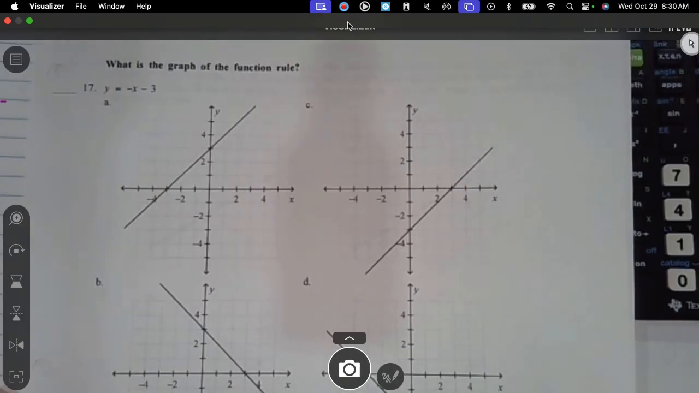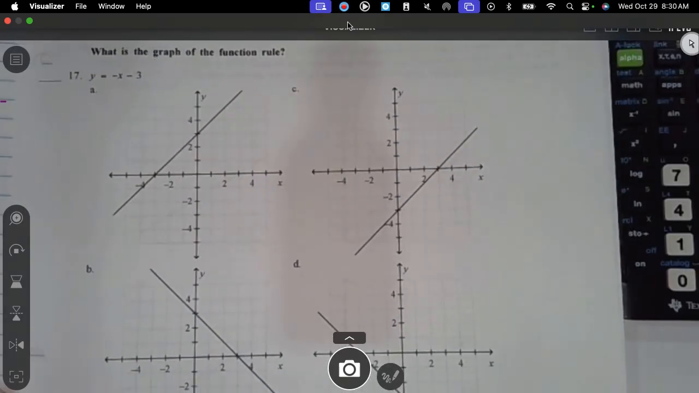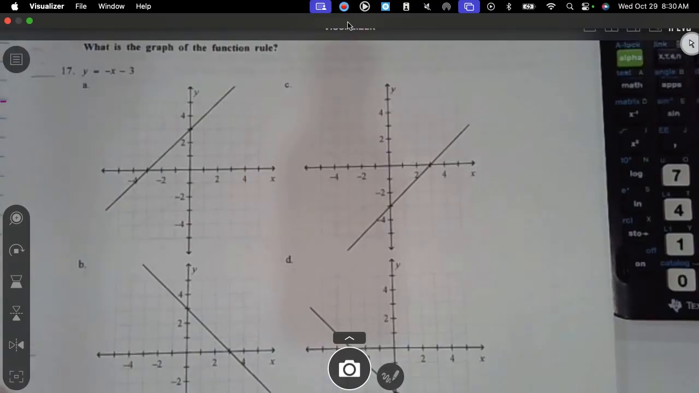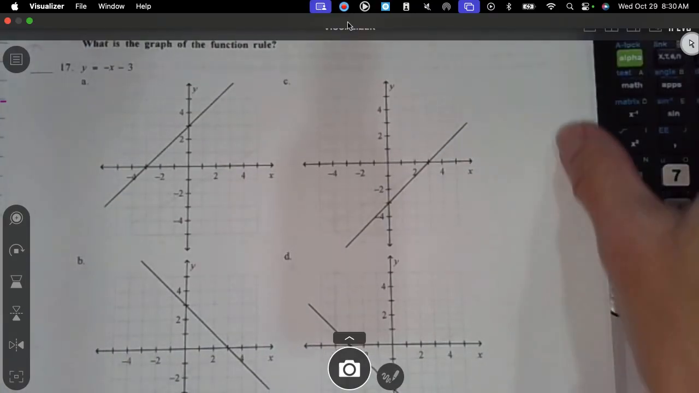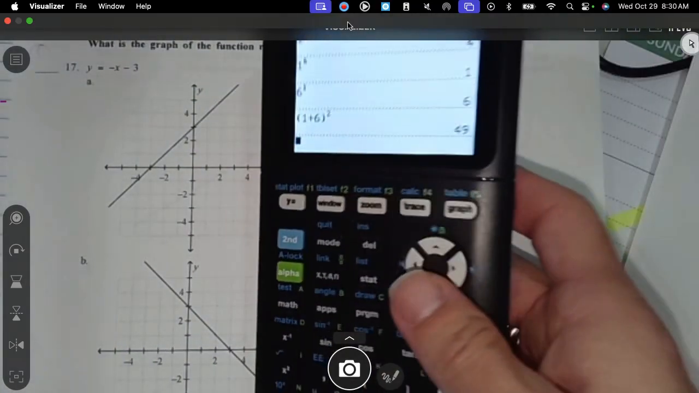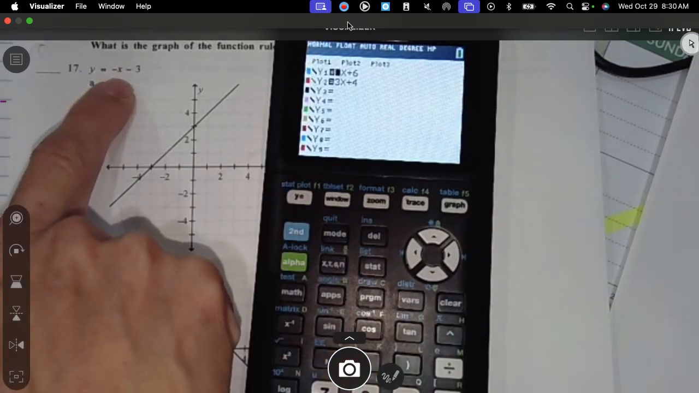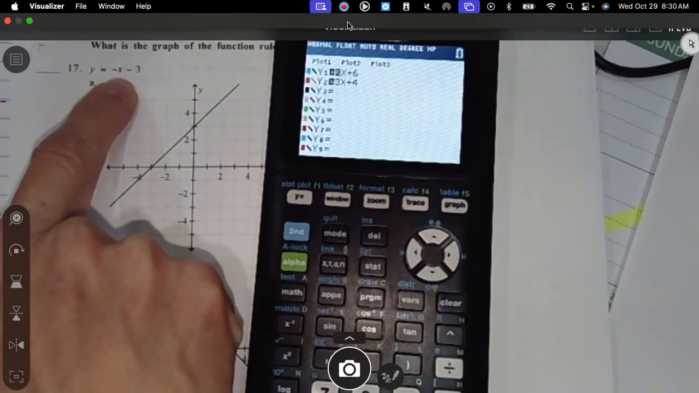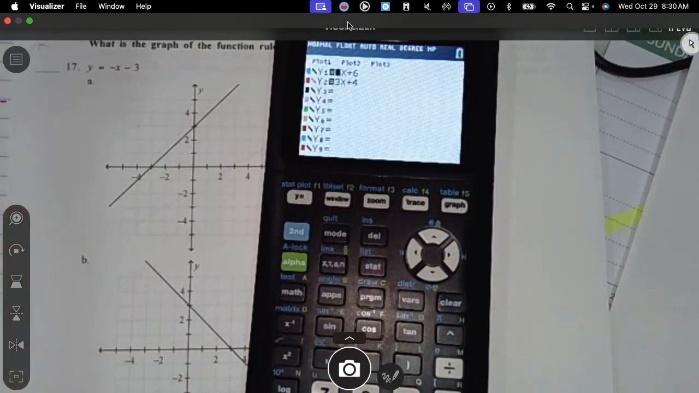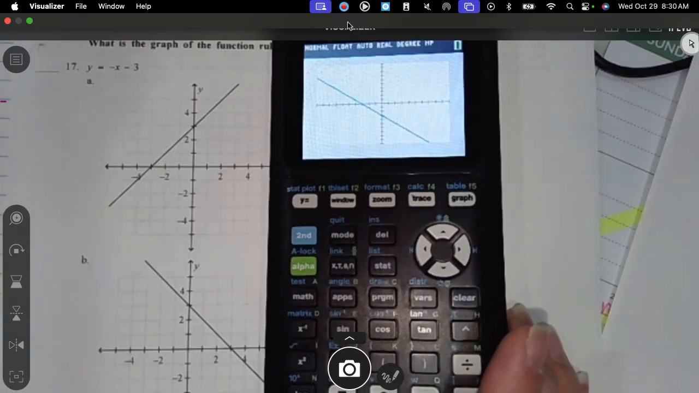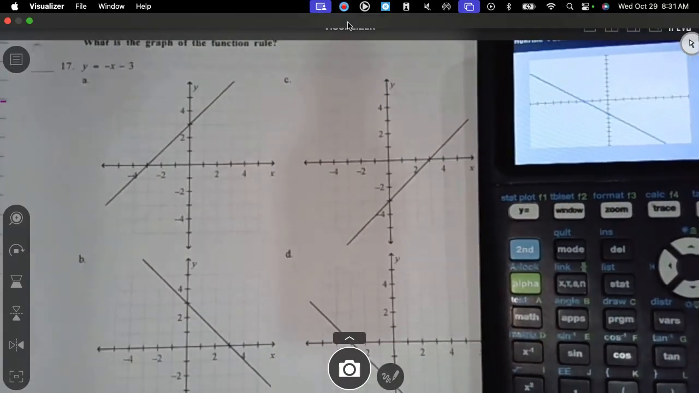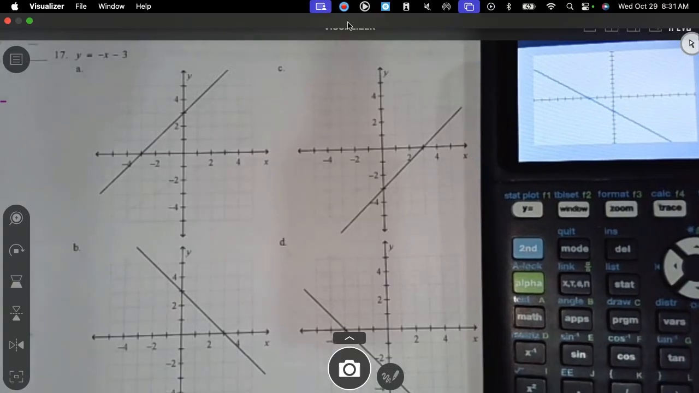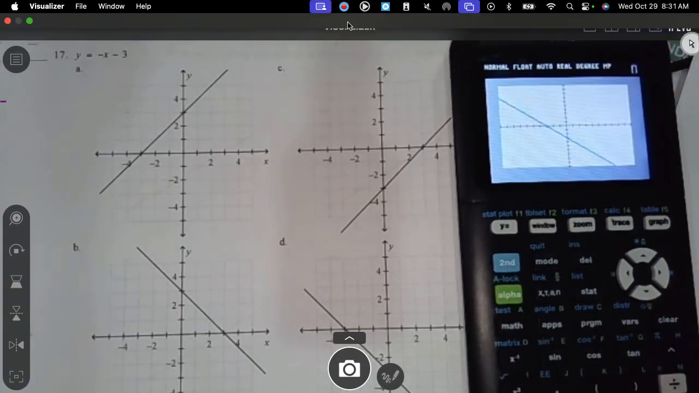Number 17 says, what is the graph of the function rule? So on this one, how do you graph these? Hey, the easiest way, guess what I can do with my little calculator? Let's just go to y equals. What does this say right here? That says negative x minus 3. So what do I type in? Negative x minus 3. And which one looks like it matches? D.